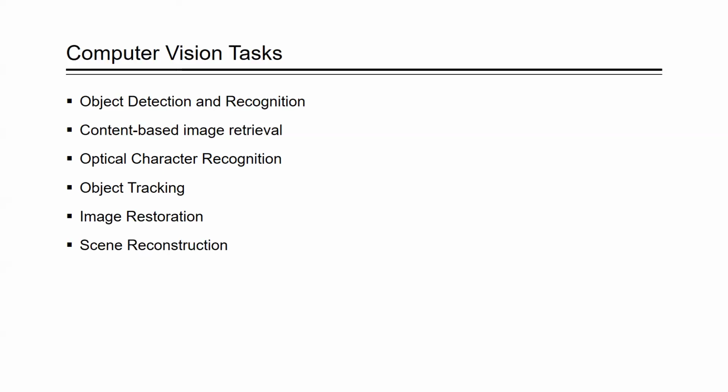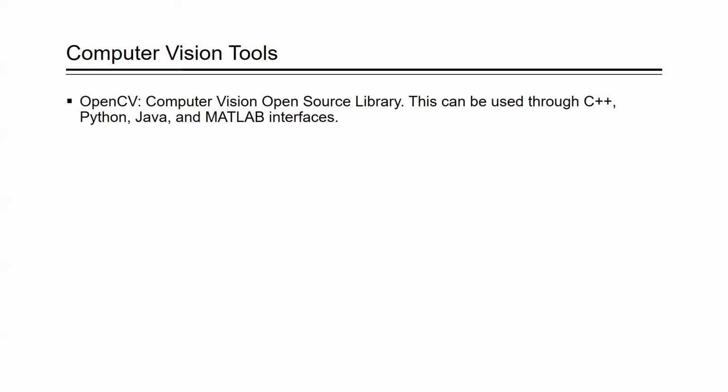And you have scene reconstruction, where based on just 2D images, you can recreate a 3D scene, an actual scene of an environment that was just captured from those images. Now, computer vision can be achieved using various tools. One of the most common tools is OpenCV, which is an open source library for computer vision. It's used in C++, Python, and MATLAB interfaces. It's quite common. Another one is the Microsoft Vision API, and another one is the visual recognition application by IBM Watson.